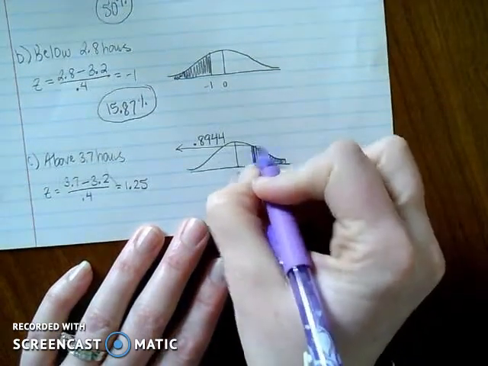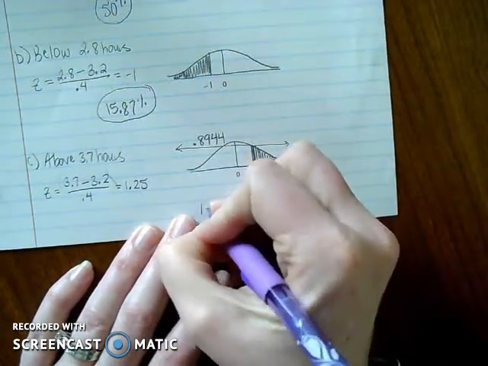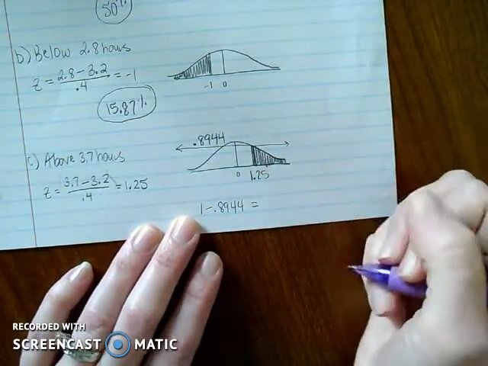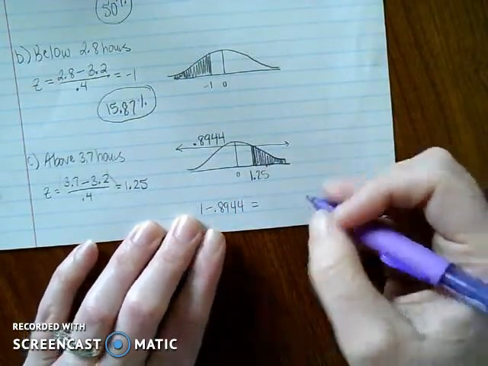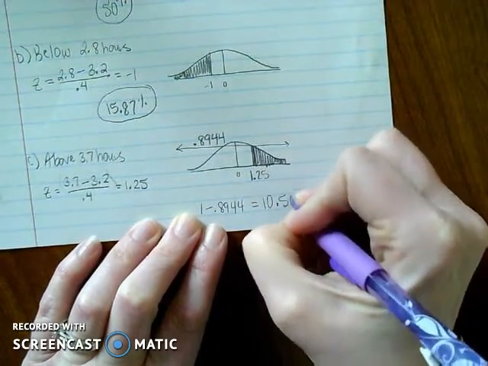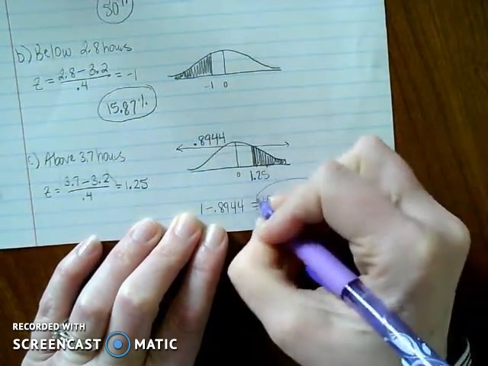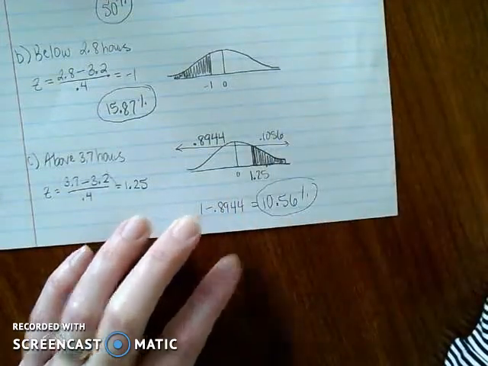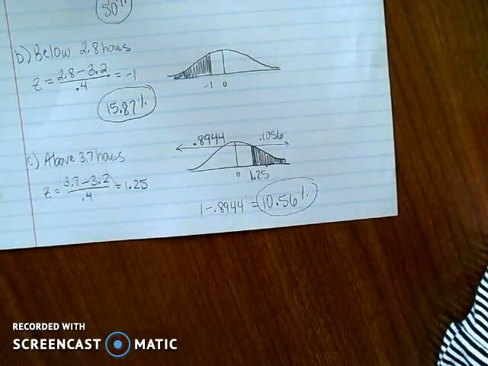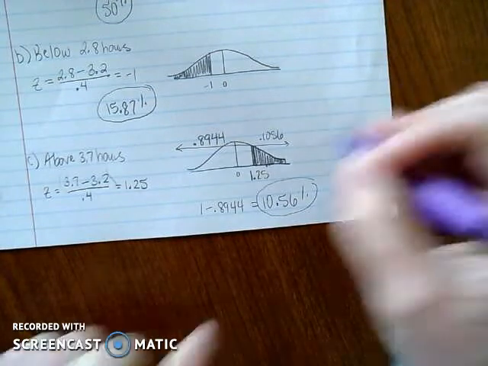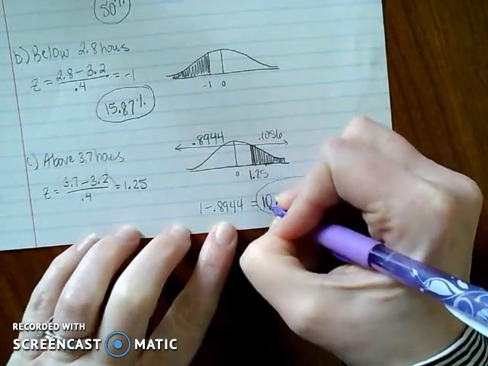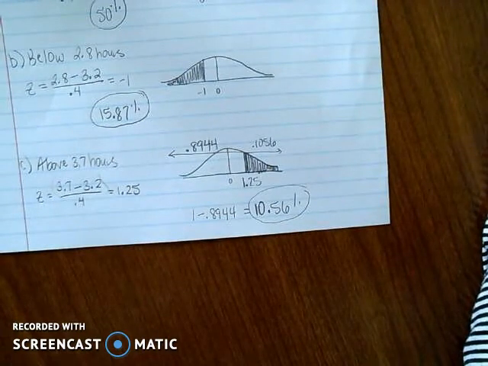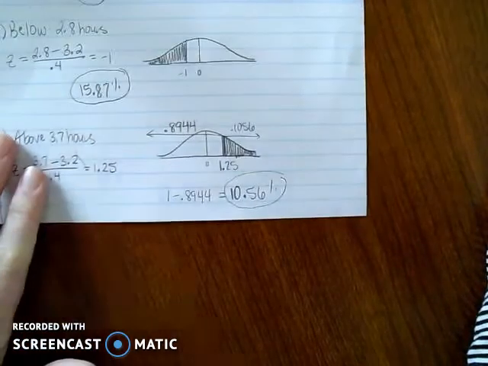So what you do is you need to figure out what that is. So you do 1 minus 0.8944. And that's how you get your final answer of 10.56%. Okay, so just knowing when you draw it, if it doesn't seem like it makes sense, more than likely you need to subtract your number from 1 or 100%, whichever way you want to think about it, and that should make it work.